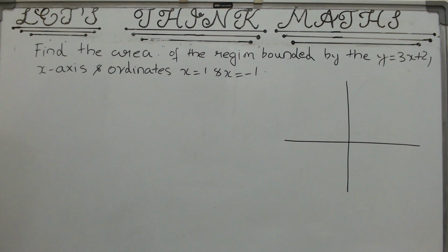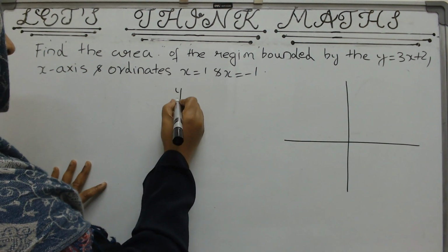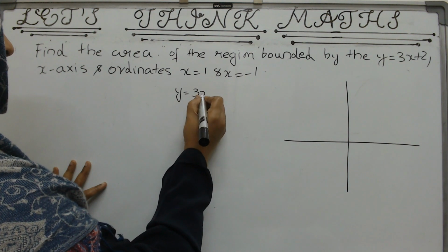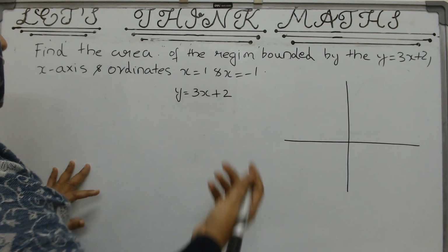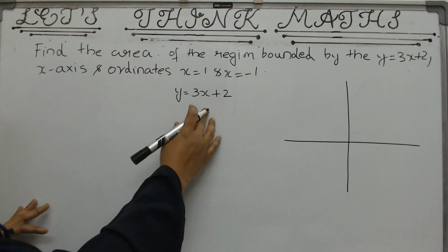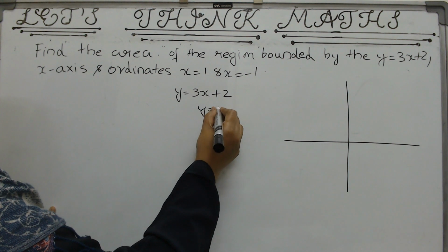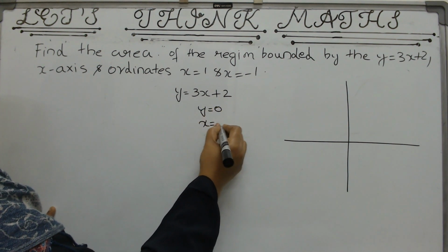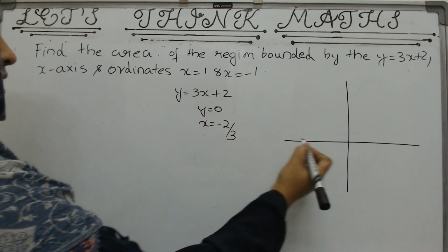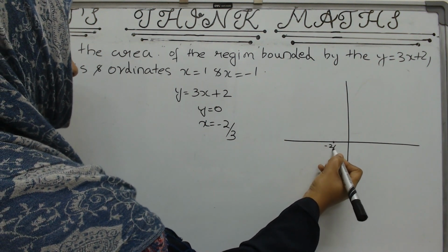So what is the curve we have here? It is a line, which is given by the equation y is equal to 3x plus 2. To draw the line, find the x-intercept and the y-intercept. Where does the line cut the x-axis? For that, put y is equal to 0. Then you will see x is equal to minus 2 by 3. So the line cuts the x-axis at the point minus 2 by 3.